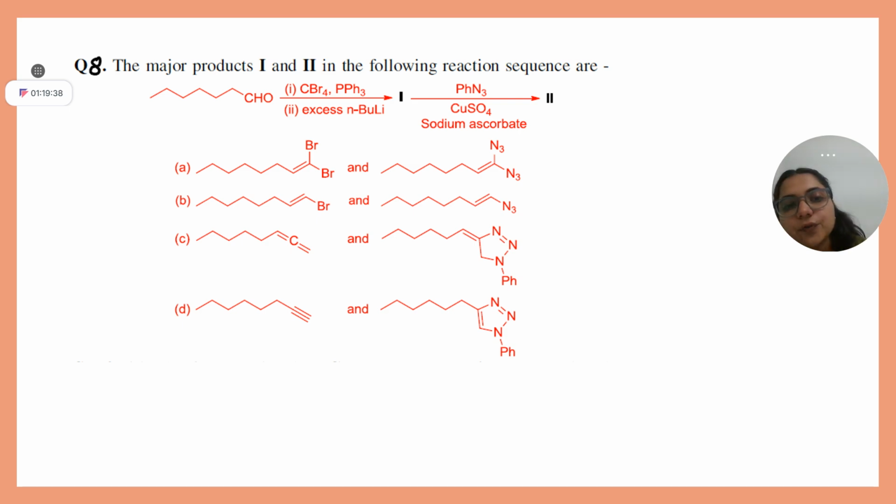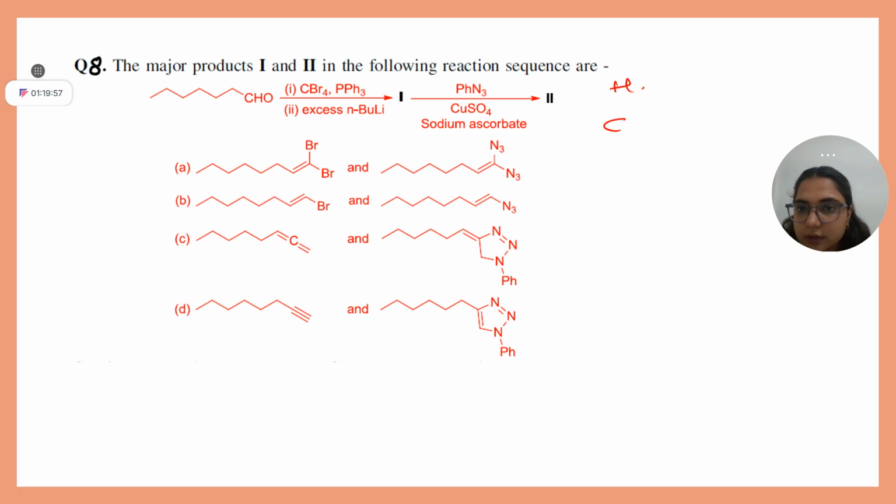Do you know the role of the first reagent? If not, I can tell you. First reagent is PPh3 and CBr4, second reagent, which name reaction is this? I cannot remember this name reaction, ma'am. Actually, it is the Corey-Fuchs reaction.